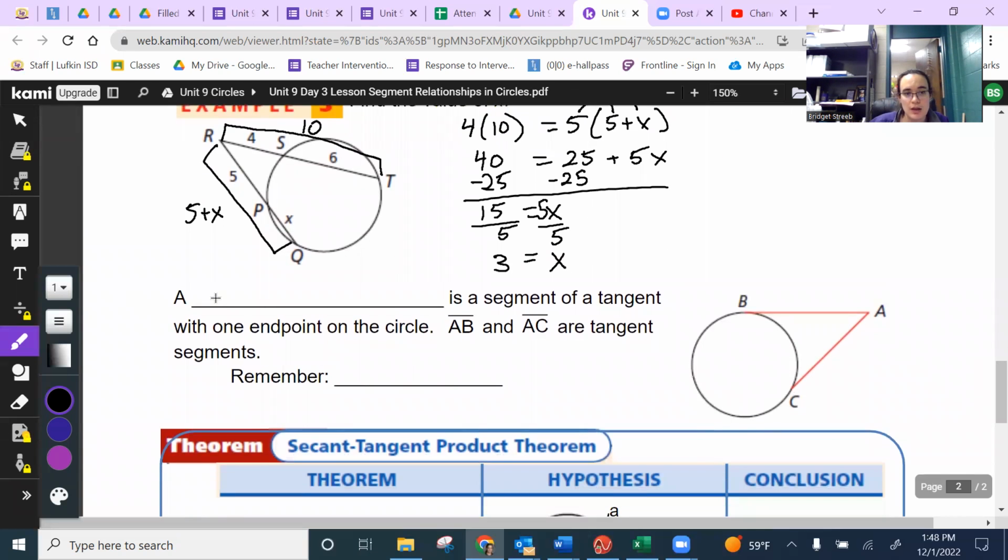Okay, other things to remember: when you have a tangent segment that goes from the point of tangency to an intersection with another tangent segment, these two lengths are congruent, they're equal to each other. So again, these are tangent segments. They're pieces of a tangent line, which touch the circle at one point.